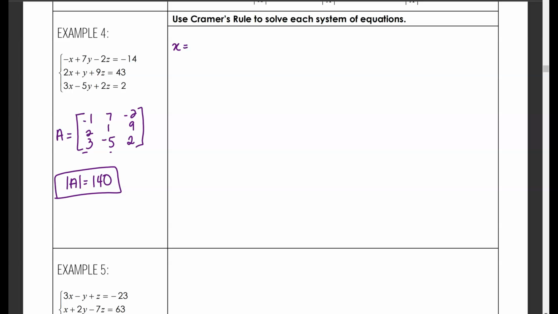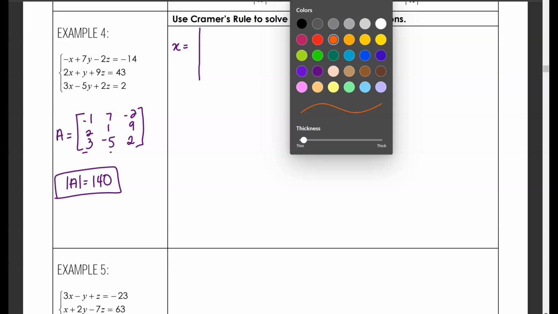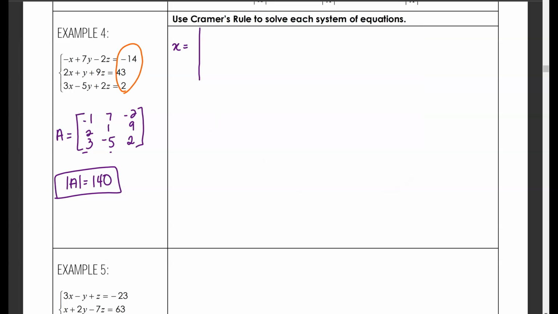All right, let's see what we would get for our x value. We are now going to swap out x for the answers here, so we get negative 14, 43, and 2. Then we come over to the next column and keep it 7, 1, negative 5. And then we have negative 2, 9, and 2. And this is going to be all over 140.